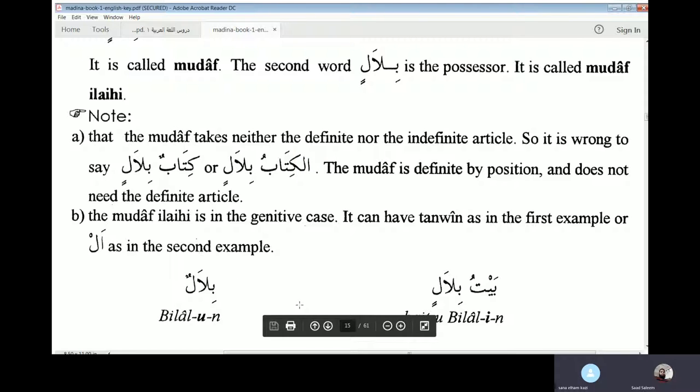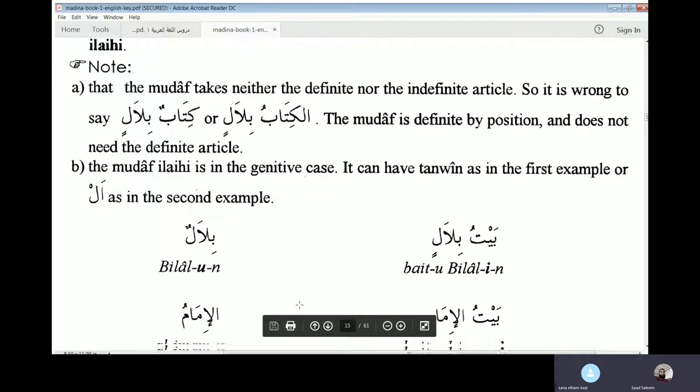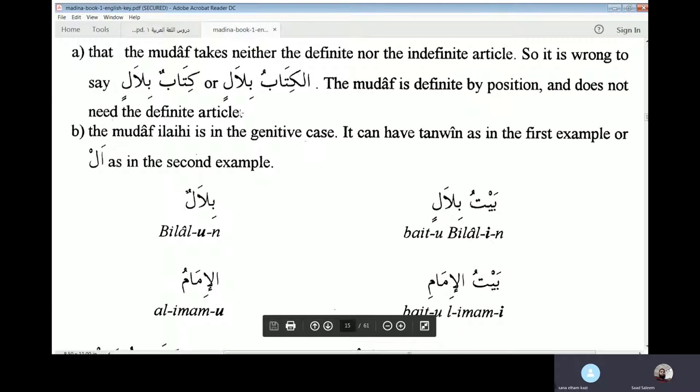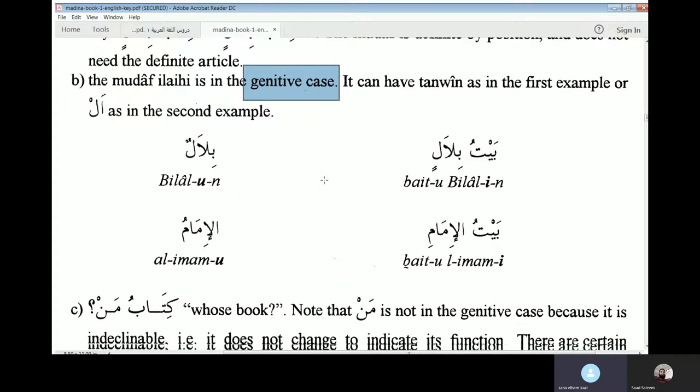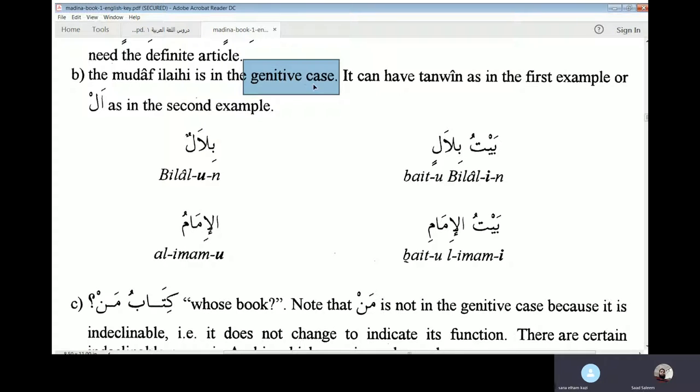So the mudaf ilayhi is in a genitive case. It can have a tanween. What is genitive case called in Arabic? It is called majroor. Good. Majroor, because it has kasra. Majroor means kasra at the end of the word. Good.